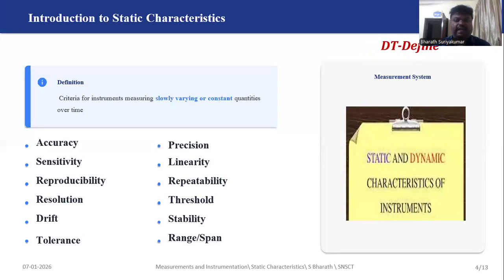What are the different static characteristics that the system possesses? The different static characteristics are listed here: accuracy, sensitivity, reproducibility, resolution, drift, tolerance, precision, linearity, repeatability, threshold, stability, and range. So these are considered the various static characteristics of the system. The static characteristics are the criteria for instruments measuring slowly varying or constant quantities over a time period.